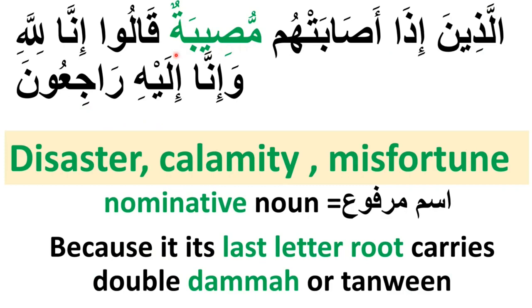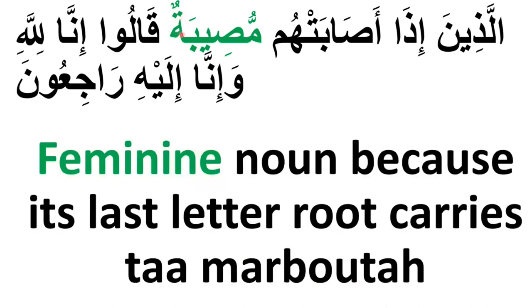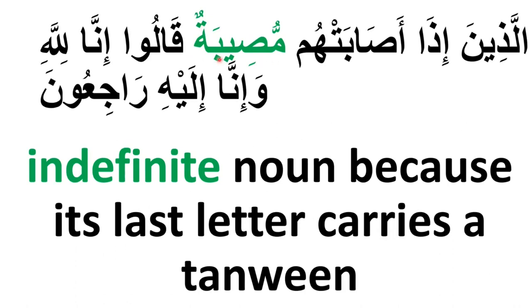مصيبة, disaster, calamity, is a nominative noun, اسم مرفوع, because its last letter root carries a double dhamma or tanween. مصيبة is a feminine noun because its last letter root carries the ta marbuta. مصيبة is also an indefinite noun because its last letter carries the tanween.